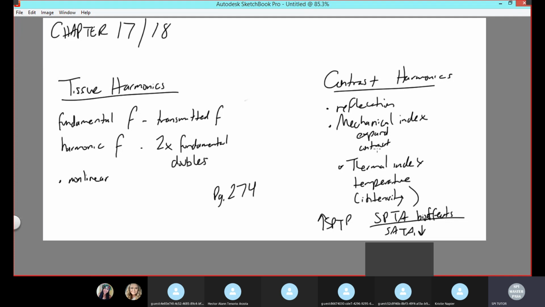On page 281, there's a table that tells you what happens if you have a low MI, which is a mechanical index, versus a high MI. Which one is going to give you more harmonics, meaning a better image. So I would just look over that a little bit, just so that you know where you may want to be. But again, not a priority.